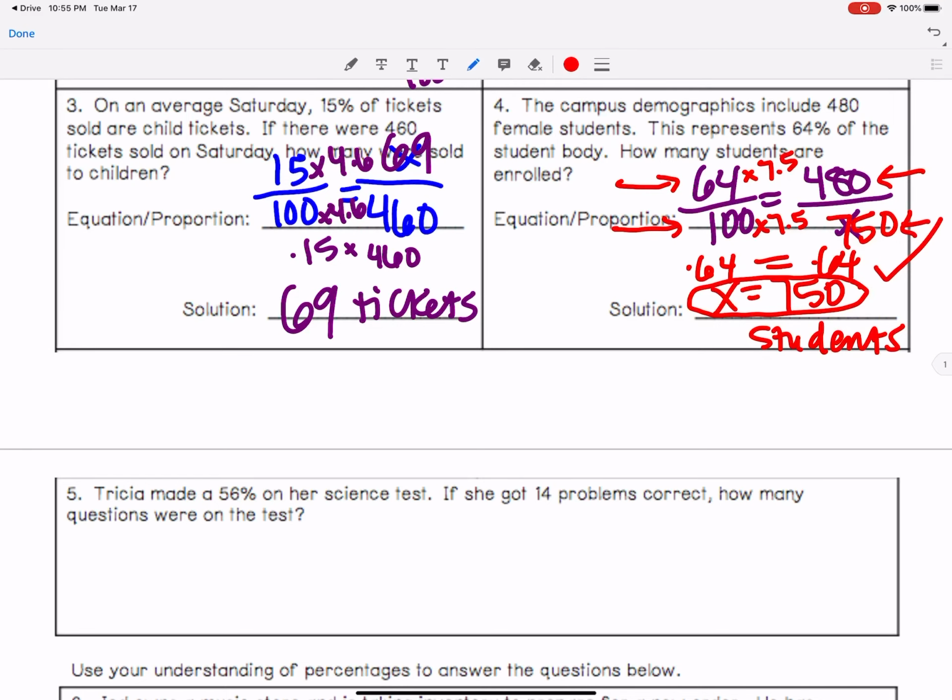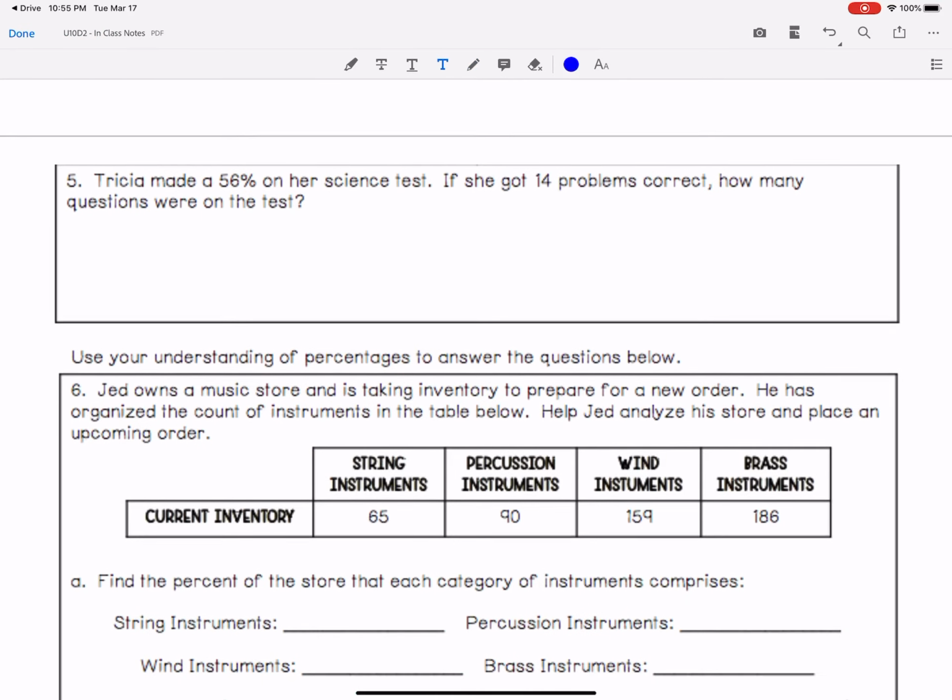So I didn't want to show you that to confuse you. I just wanted to show you that because if you are a student who likes to double check your answers before you submit them or turn in your work, that's a really good way. All right, let's move on to the next question, which is question number 5.